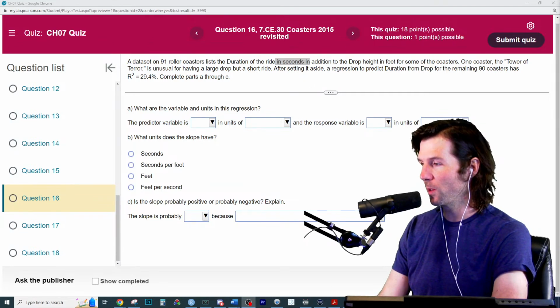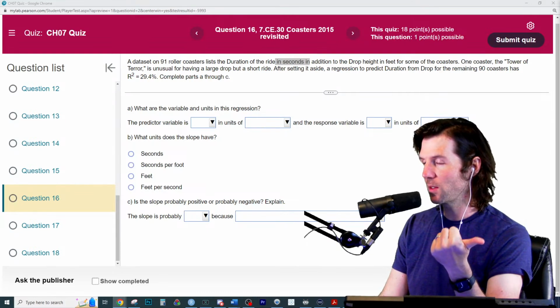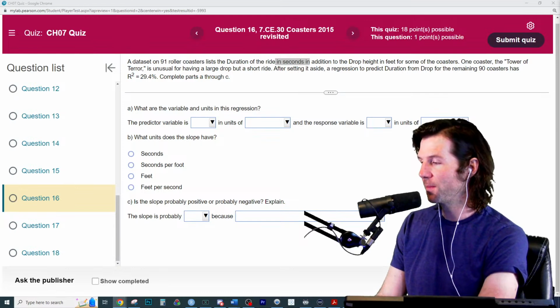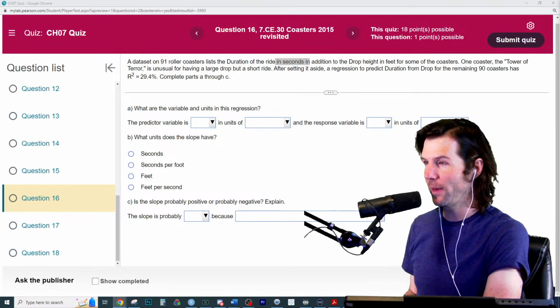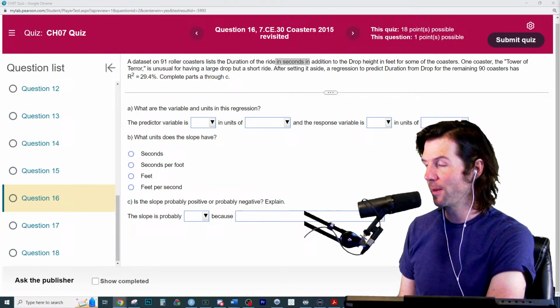So what does that R squared mean? Remember, the Y variable is how long the ride lasts, and the X variable is the drop in feet. So how do we interpret that R squared? Very, very important. If you're watching right now, see if you can do it.